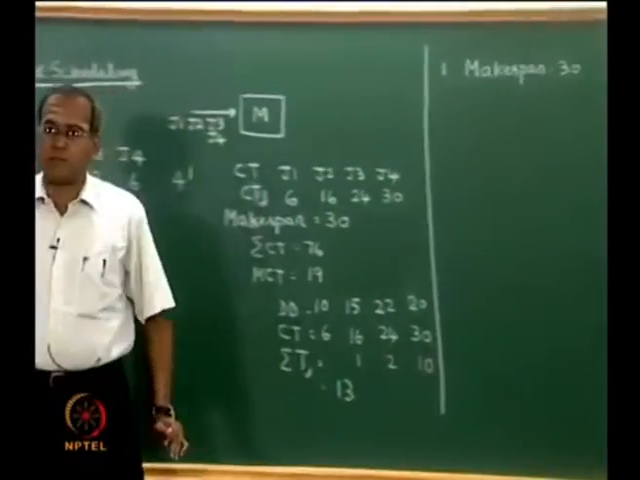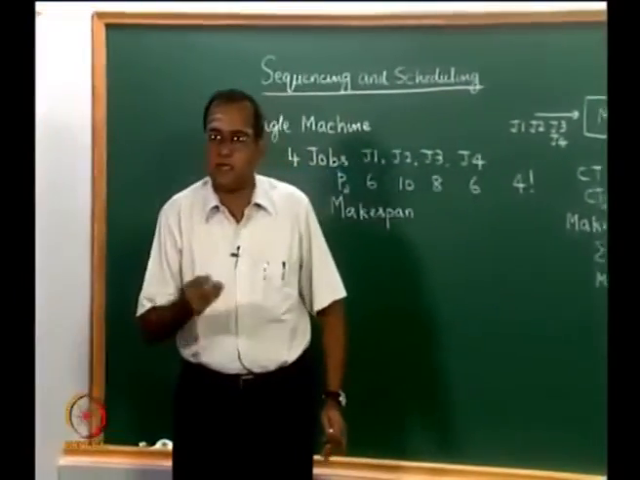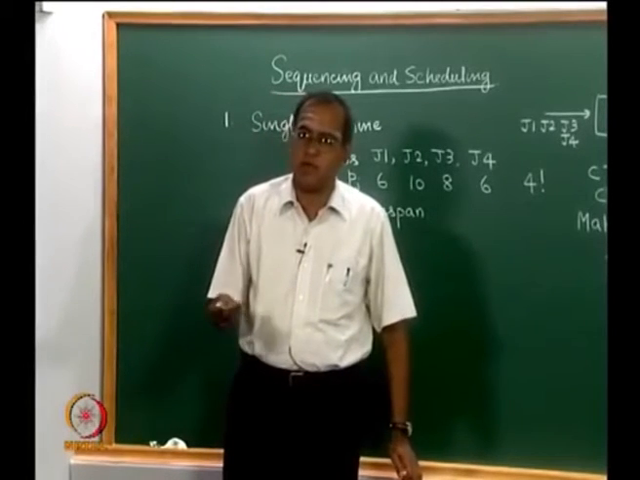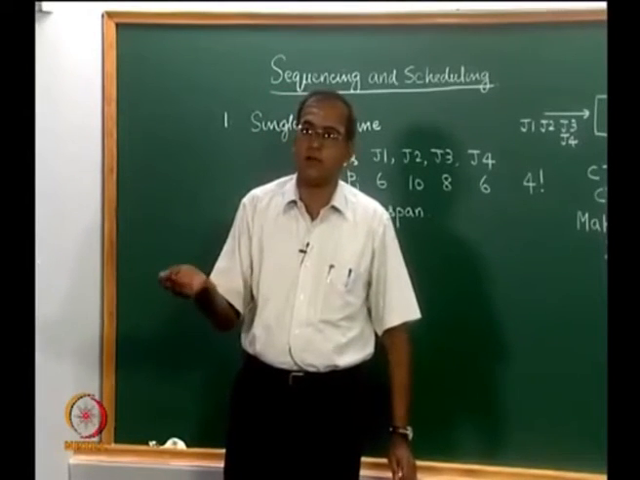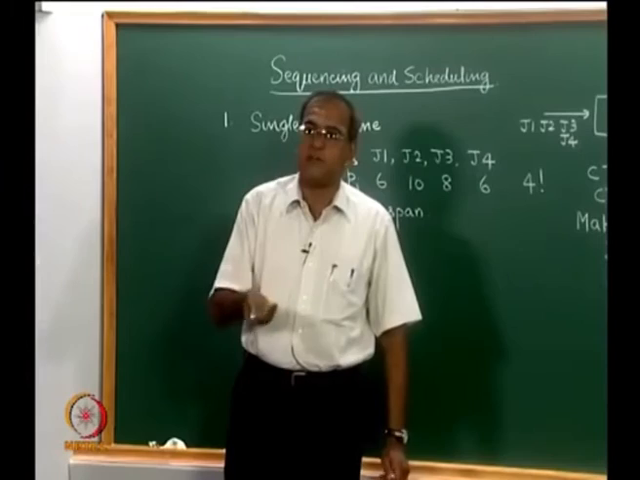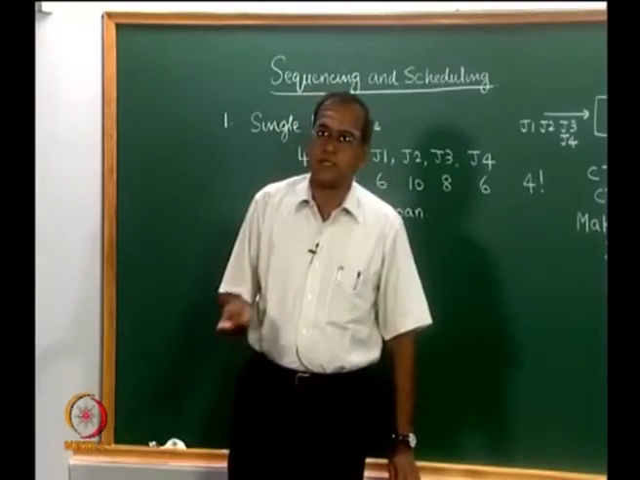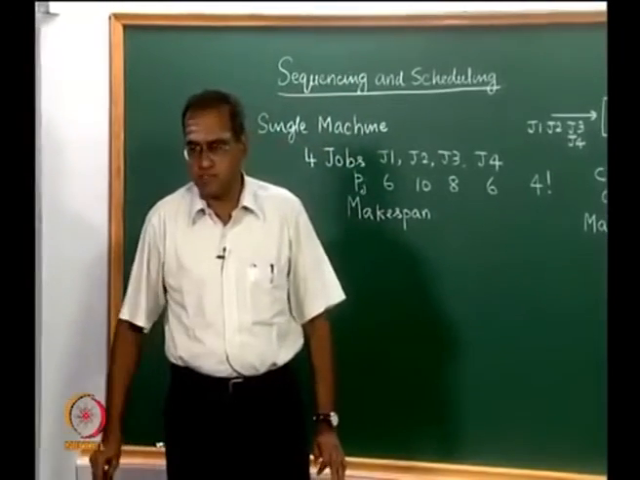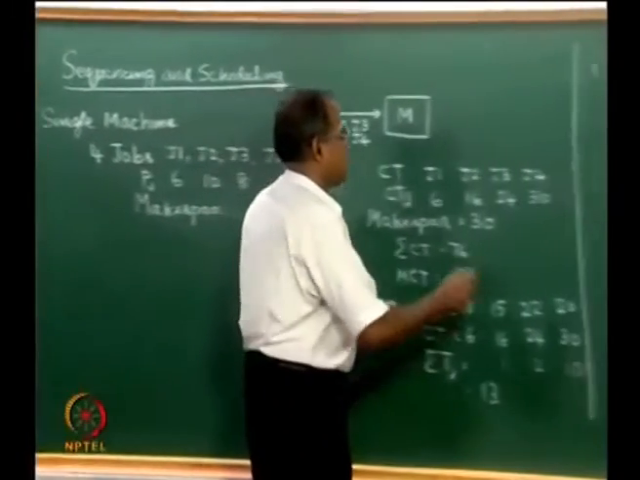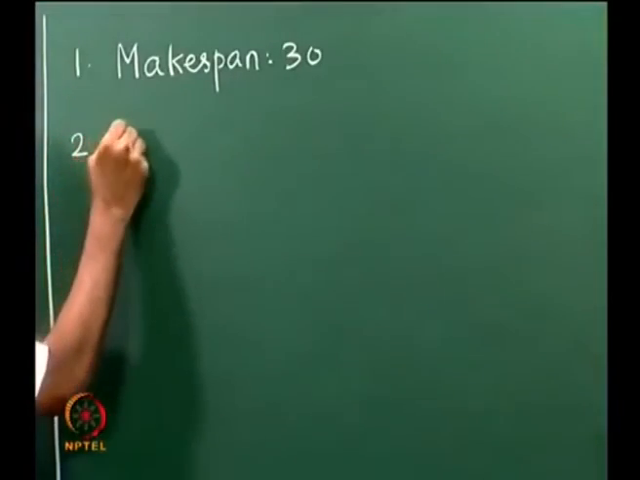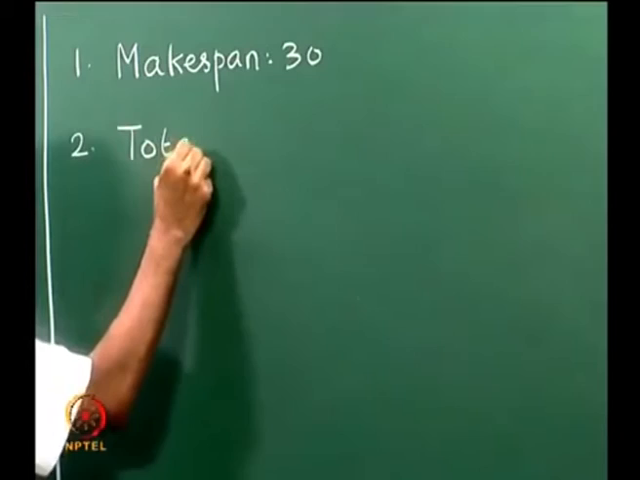So, minimizing makespan on a single machine is not a very difficult optimization problem. Any one of the n factorial sequences gives us the same makespan, which is equal to the sum of the processing times. Then we move to the total completion time or mean completion time.